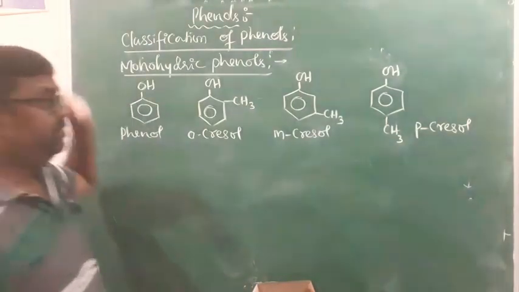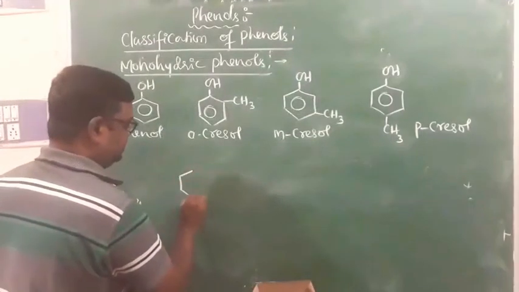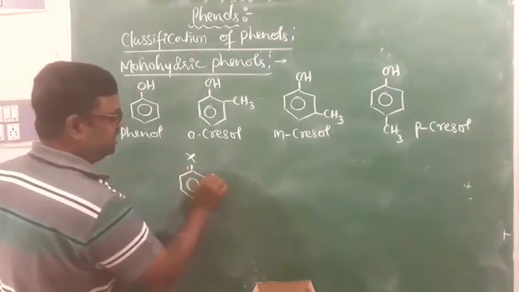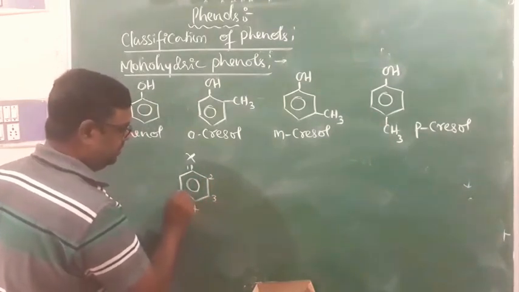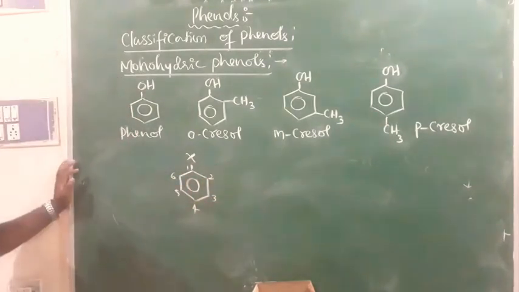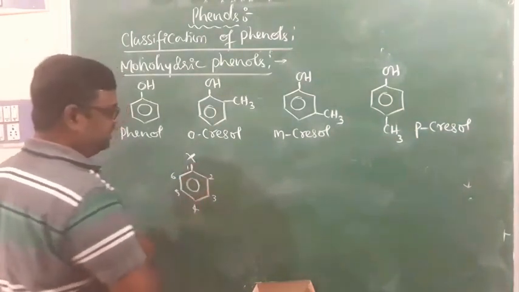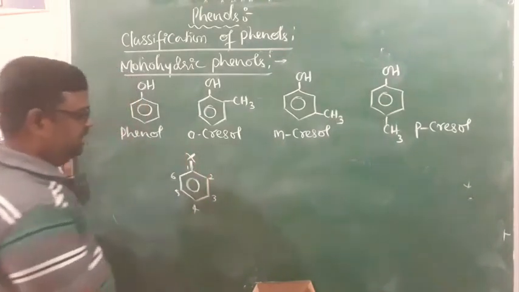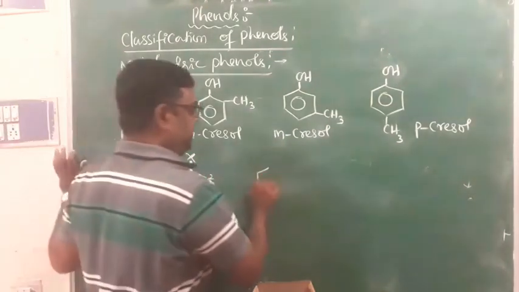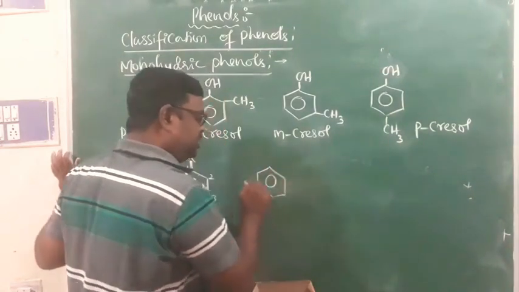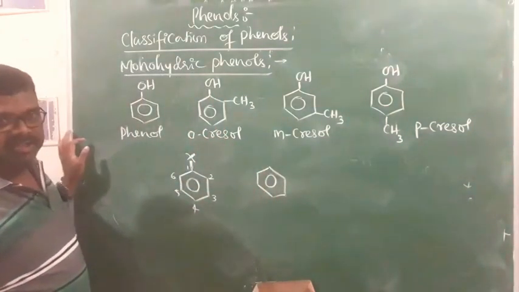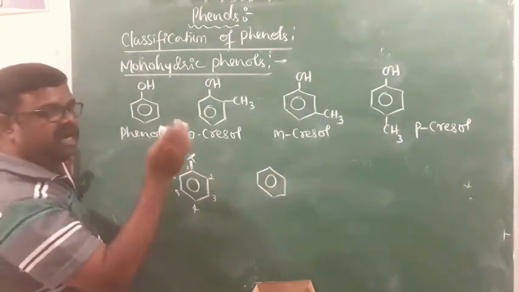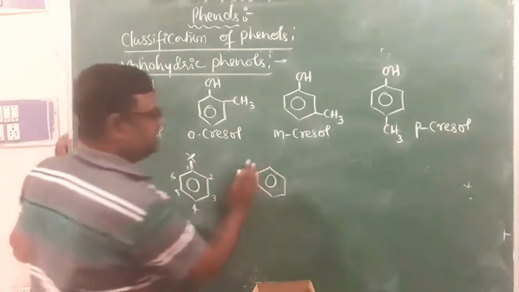If you want to understand that, say for example, this is a benzene ring attached with X. So this is number 1, this is number 2, 3, 4, 5 and 6. Now look here: if X is not there, all carbon atoms are identical. If X is not attached to the benzene ring, there is no difference among the carbon atoms, and all are identical. But when X is attached to the benzene ring, different types of carbon atoms are created.